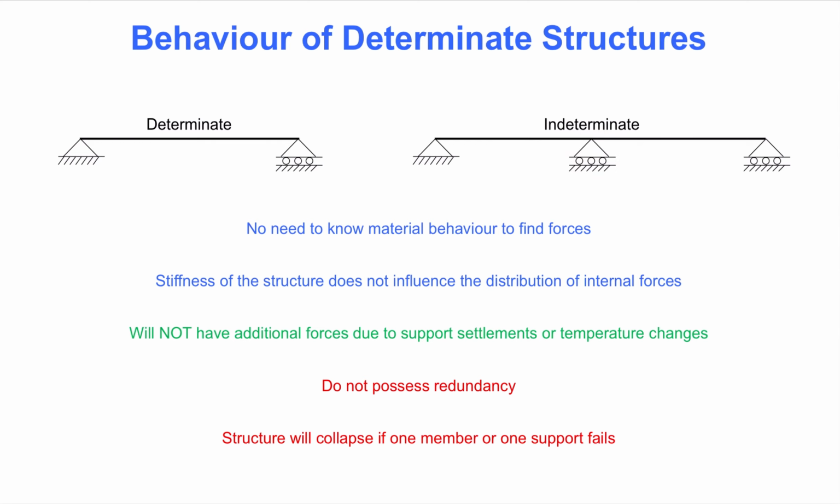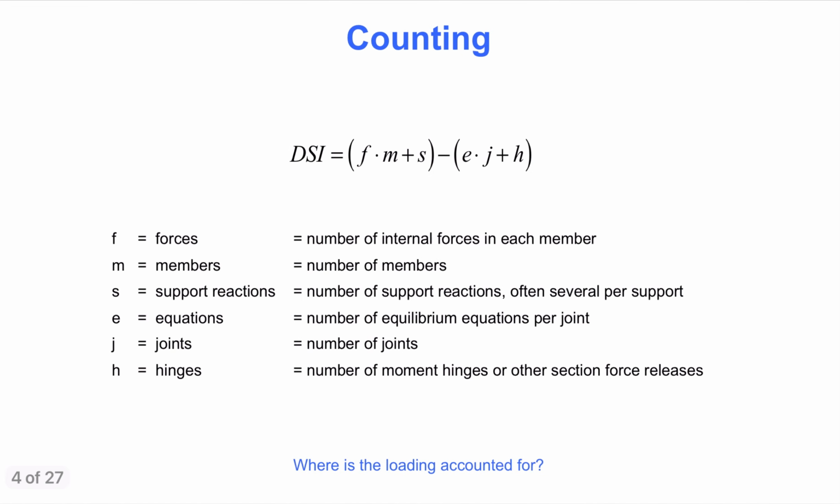The next slide shows the equation we use in terje's toolbox for the calculation of the degree of static indeterminacy. The first parenthesis counts the number of unknown forces. The second parenthesis counts the number of equilibrium equations that are available and adds hinges, which serve to release forces so that they are no longer unknown.